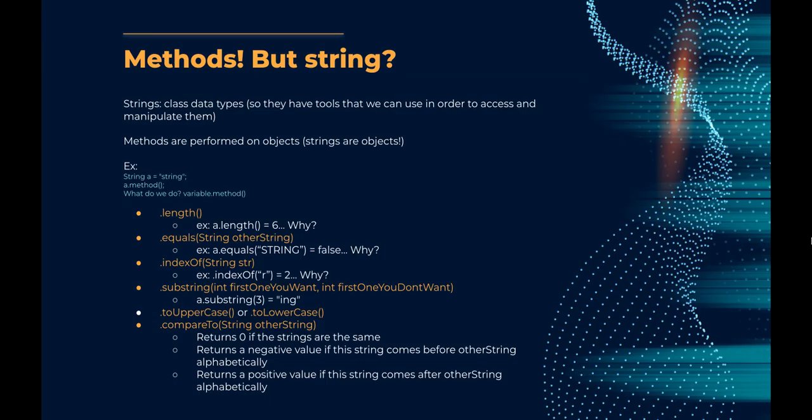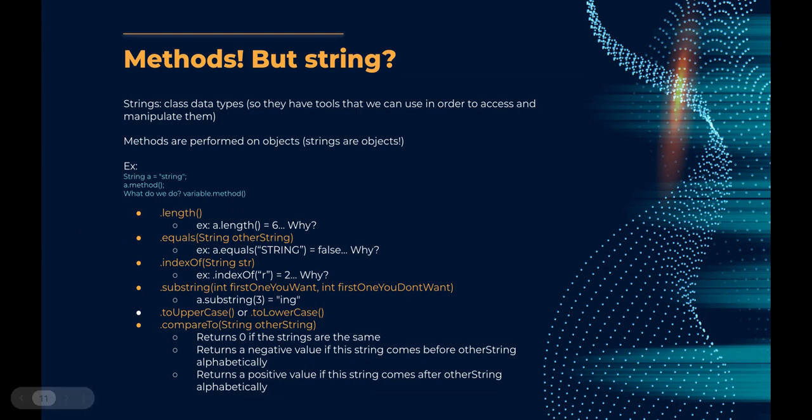Okay, methods. Strings are class data types or reference data types. Class, reference, same. So they have tools that we can use in order to access and manipulate them. Methods are performed on objects. Strings are objects. Wow. Okay, we have an example right here. String a equals string. a dot method. Now we're not actually saying dot method. That's where we're applying the method.